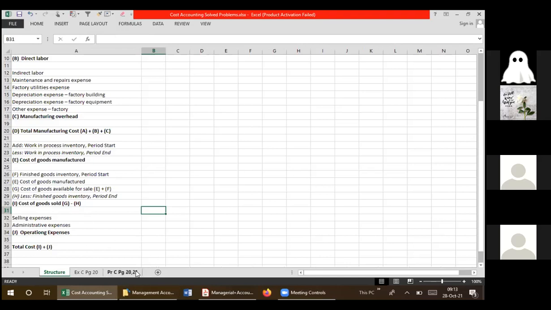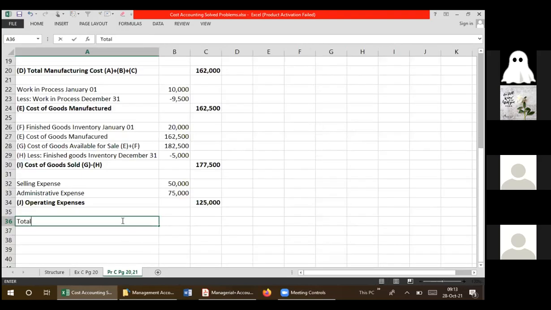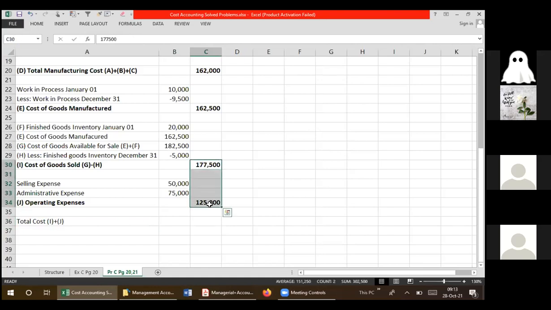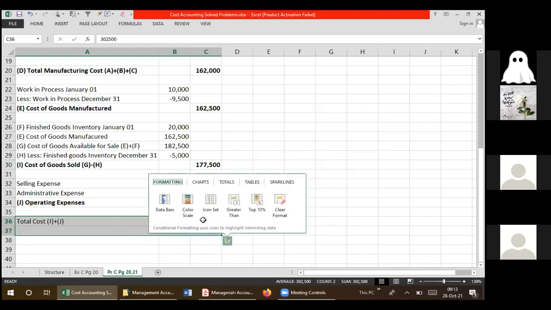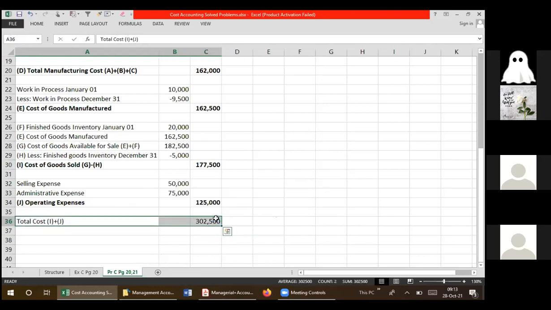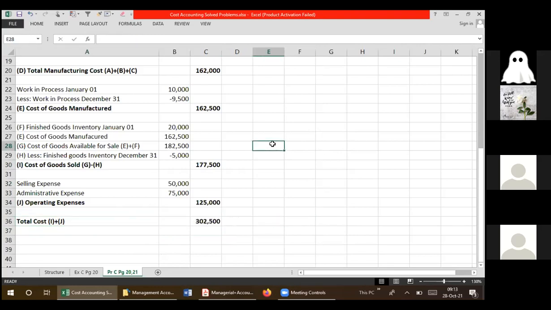All adds up to total cost, I plus J. That is cost of goods sold plus operating expense, $302,500. Okay, so that's our way to solve.